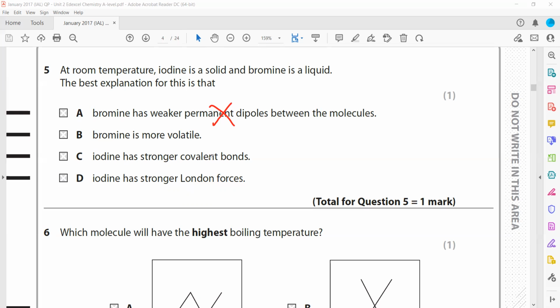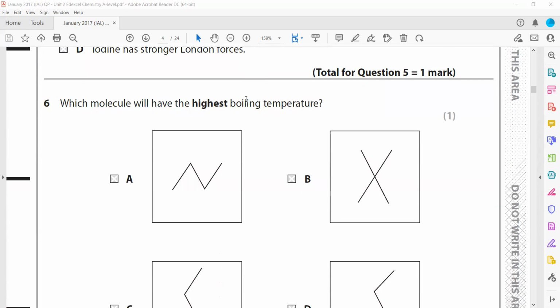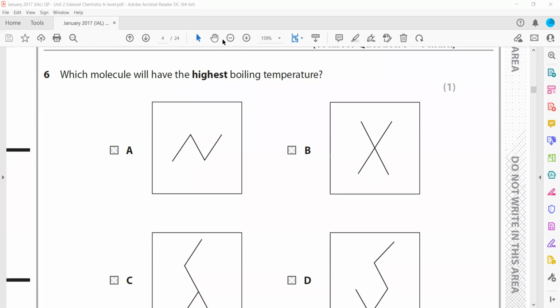Iodine has a stronger covalent bond? Bromine also has a strong covalent bond. The melting point or boiling point does not depend on the type of bond. Basically it depends on intermolecular forces. Iodine has strong London forces because there are more electrons. That's why the melting point of iodine is higher than bromine. London dispersion forces increase as the number of electrons increases.